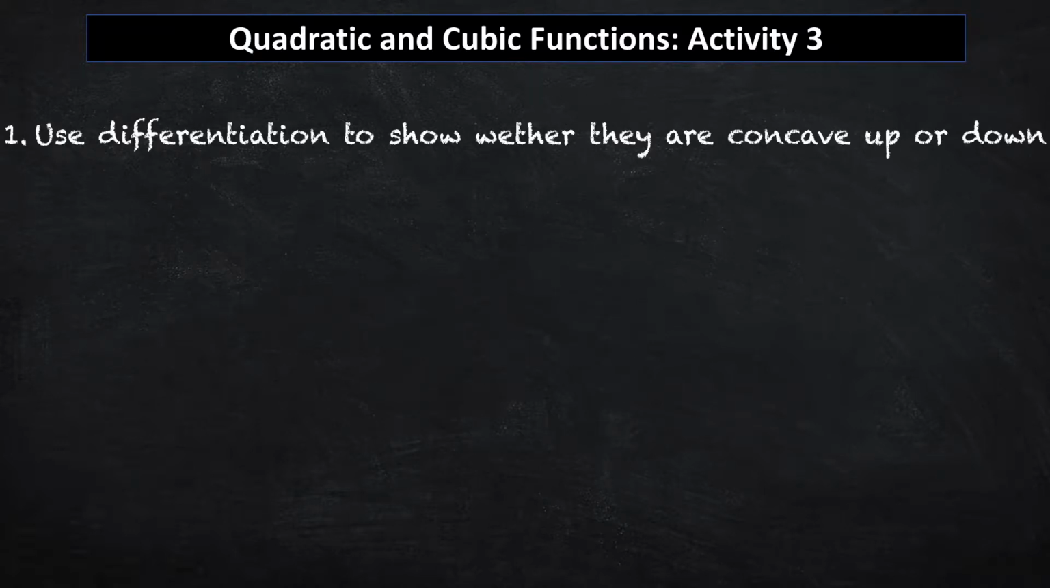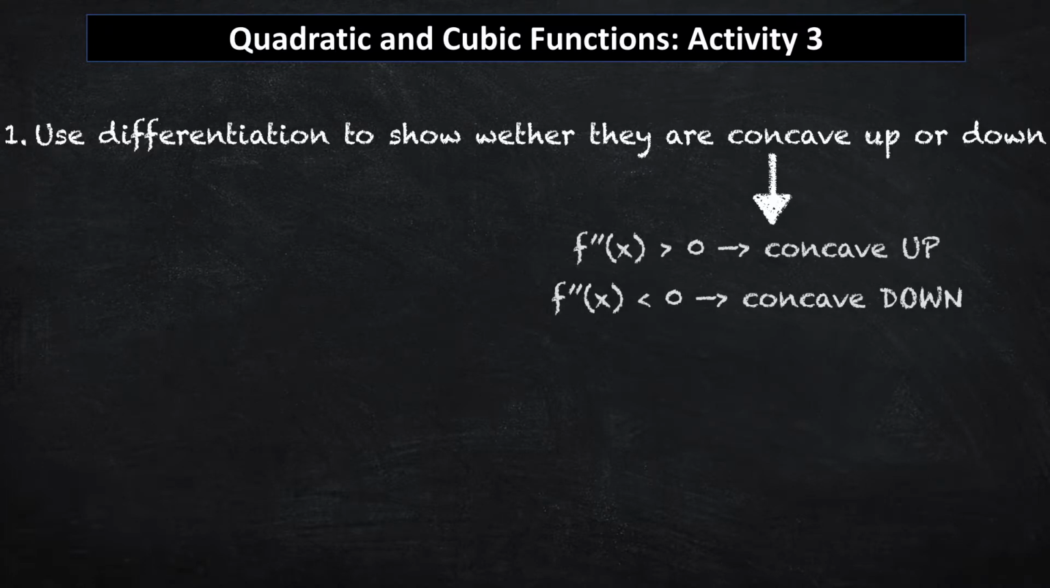So we have to use differentiation to show whether the functions are concave up or down. And we recall here that if the second derivative of a function is positive, then the function is concave up, while if the second derivative of a function is negative, then it means that the function is concave down. So let's take the first function, which is f of x equals (x minus 3) to the power of 2 minus 8.